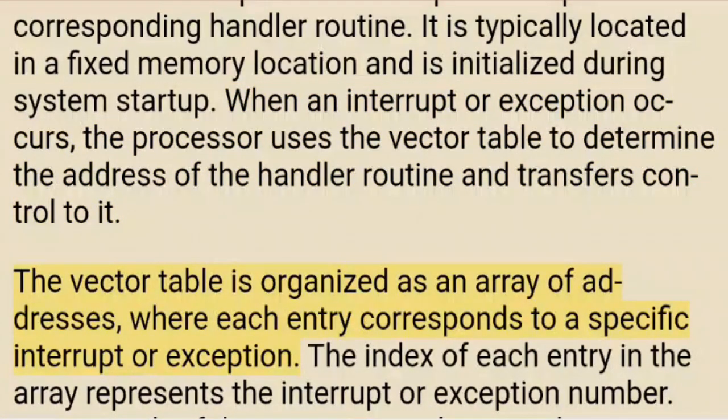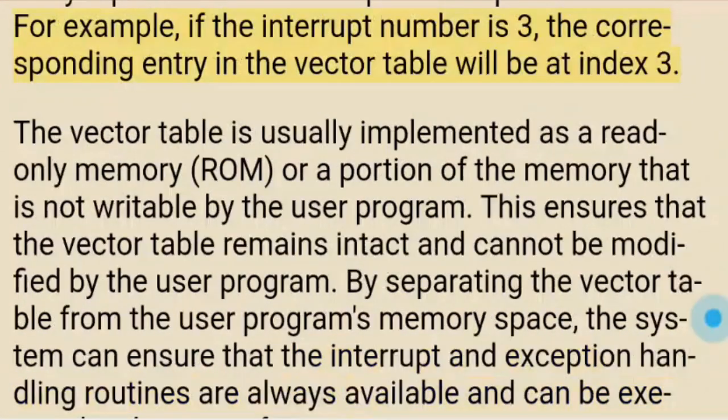The vector table is organized as an array of addresses, where each entry corresponds to a specific interrupt or exception. The index of each entry in the array represents the interrupt or exception number. For example, if the interrupt number is 3, the corresponding entry in the vector table will be at index 3.